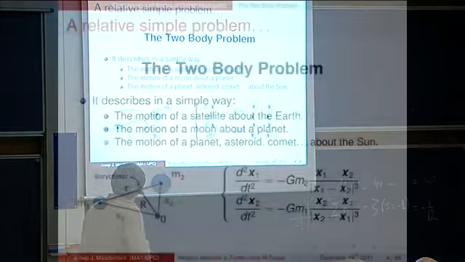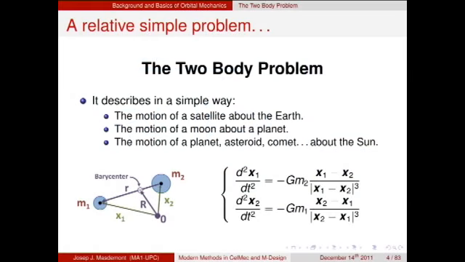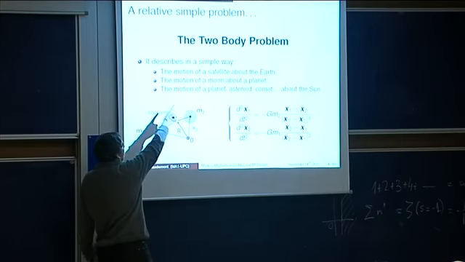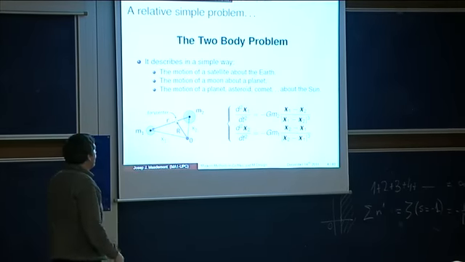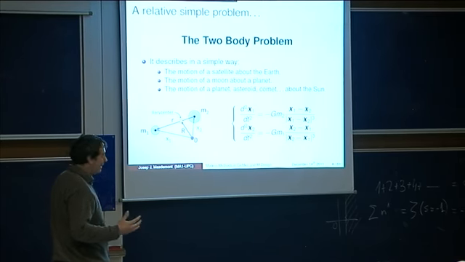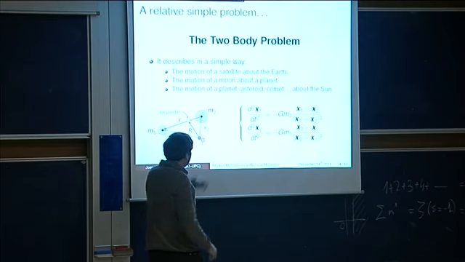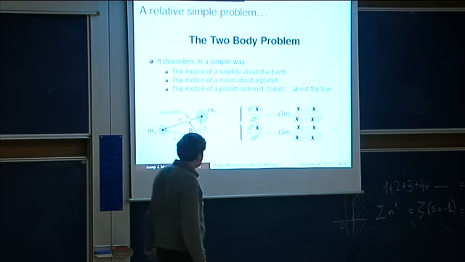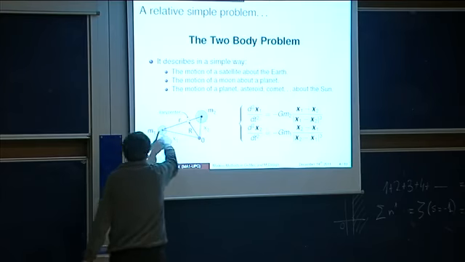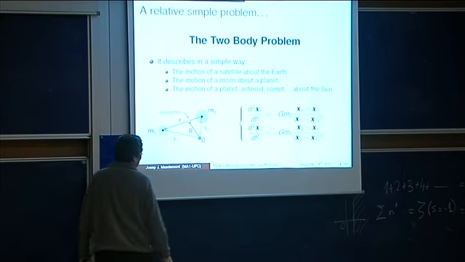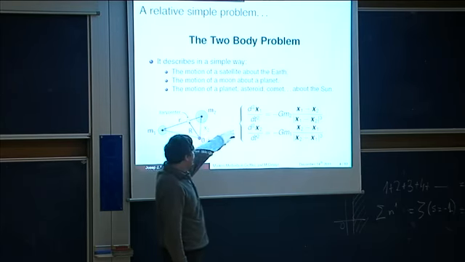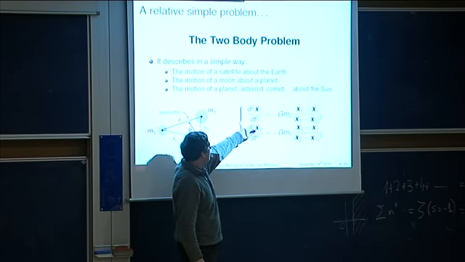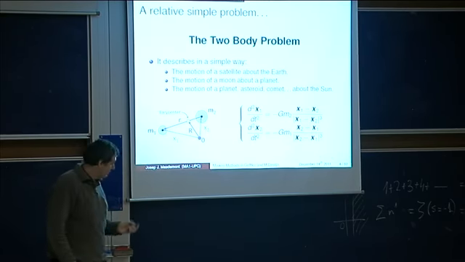Using these equations, one can set up the equations of the two-body problem. In the two-body problem, we can describe the motion of a satellite about the Earth, or the motion of a moon about a planet, or the motion of a planet or asteroid about the sun. And the equations look like this, a simple application of Newton's equation. You have two bodies under the influence of their mutual gravitation, and so we wrote the first equation, force equal mass times acceleration, for one body, or for the second one.